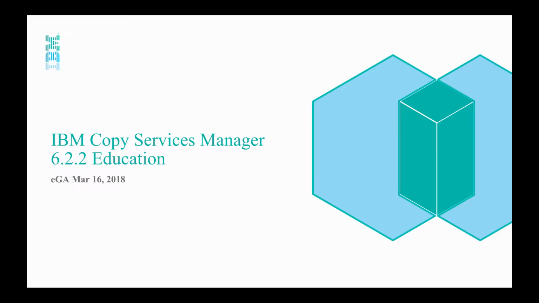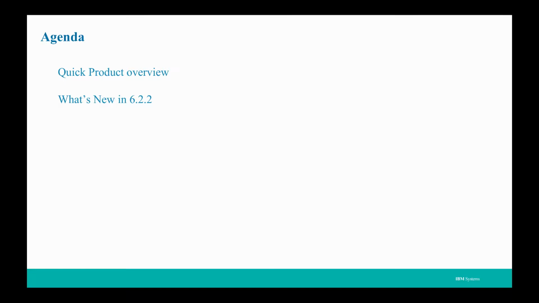Hi, in this video I'm going to go over what's new in IBM Copy Services Manager version 6.2.2. Version 6.2.2 was made generally available on March 16th, 2018. In this presentation I'll give a quick overview of CSM and then I'll talk about what's new.